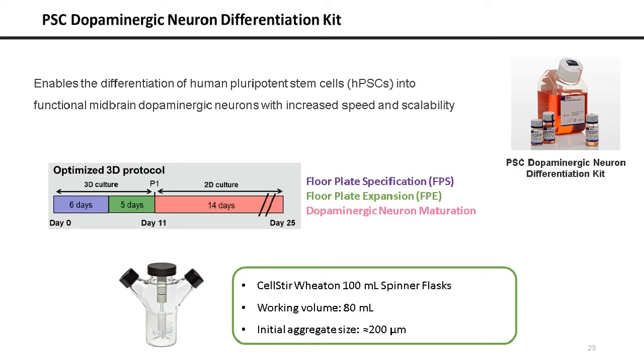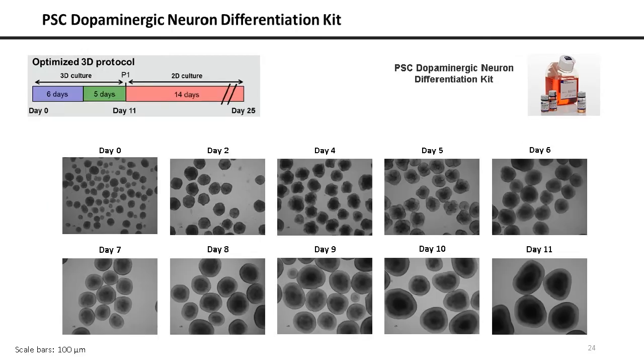So again, this culture medium was designed for 2D culture, and we were able to adapt it to 3D conditions. So we adapted it, and the first 6 plus 5 days, which are the floor plate specification and expansion, we did it on the same spinner flask that we used for the neural induction medium. But in here, we had to consider that for this specific lineage, the initial aggregate size would have to be around 200 micrometers. So we initiated the differentiation with that diameter.